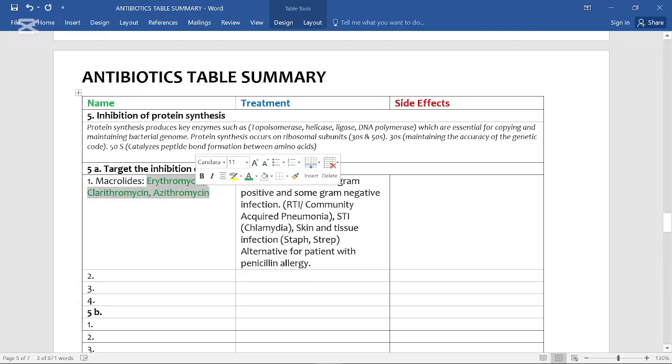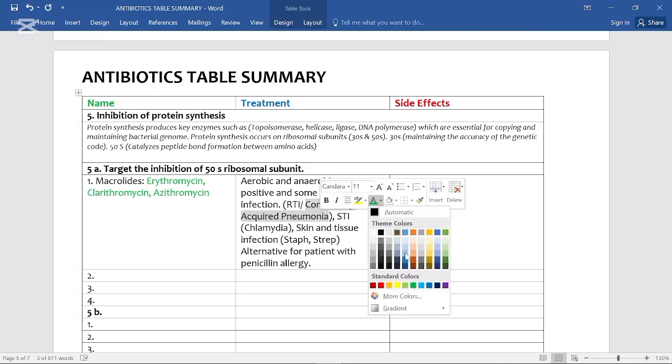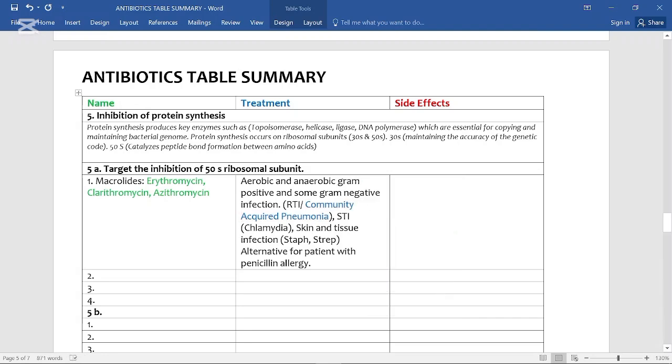You've looked at some of the examples, the erythromycin, the clarithromycin, and the azithromycin. You've looked at some of the key uses of this drug. Very good when it comes to dealing with the respiratory infection. Very good when dealing with the STIs like chlamydia. Very good for skin and tissue infections. And it's also an alternative for those clients who are allergic to penicillin. So that being said, let's go to the side effects.